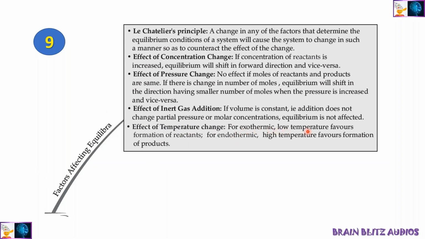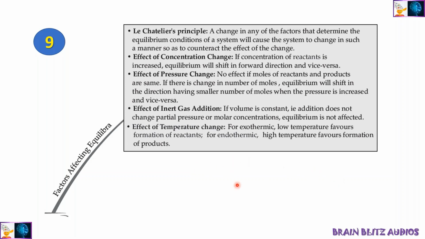For exothermic reactions, low temperature favors formation of reactants. For endothermic reactions, high temperature favors formation of products. So suppose you have an exothermic reaction and you decrease the temperature. What will it do? The reaction will be pulled from the product side to the reactant side.